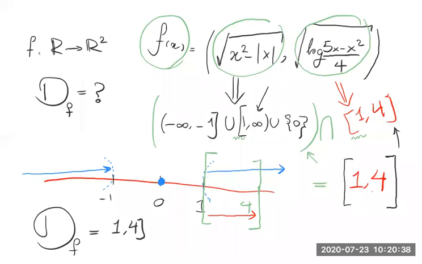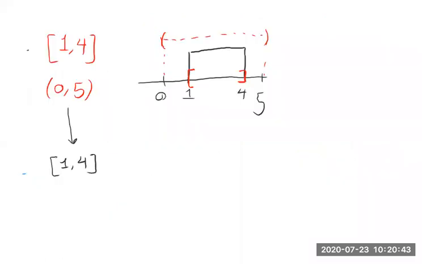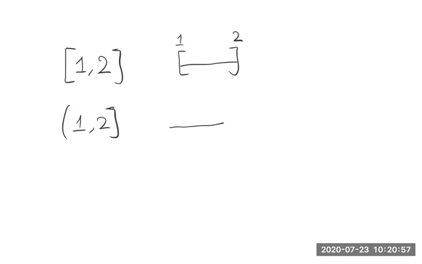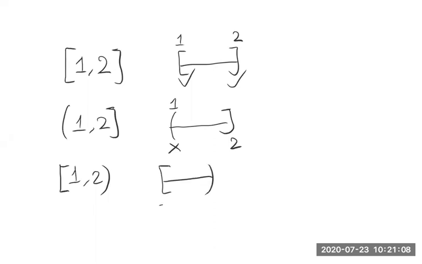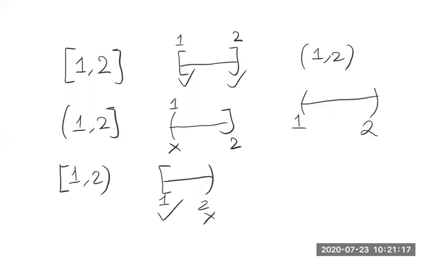This notation matters again for people who might not have seen it. If I write something like this, it means the set of numbers from 1 to 2, which has 1 and 2. This means the set of numbers from 1 to 2, which does not have 1. 1 is not in this set, but 2 is. This means the set of numbers from 1 to 2, which has 1, but doesn't have 2. And this means the set of numbers from 1 to 2, which doesn't have 1 and doesn't have 2.